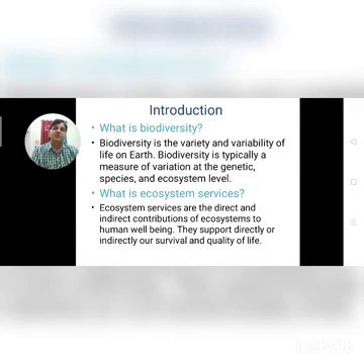Then what are the ecosystem services? Ecosystem services are the direct or indirect contributions of ecosystems to human well-being. They support directly or indirectly our survival and quality of life.